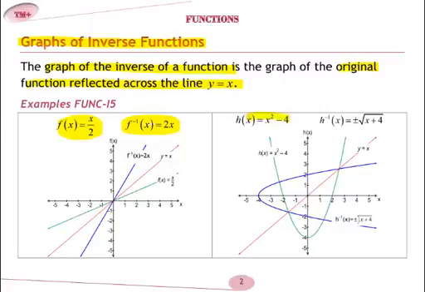Okay, original function h of x equals x squared minus 4. We found out that the inverse function was plus or minus the square root of x plus 4. So here's my y equals x line. My original function is this parabola, and it's reflected on the y equals x line to give the sideways parabola. Now remember, this was one of the examples for the inverse of a function not always being a function, and you can see that this sideways parabola is not a function. Vertical line test crosses more than once.